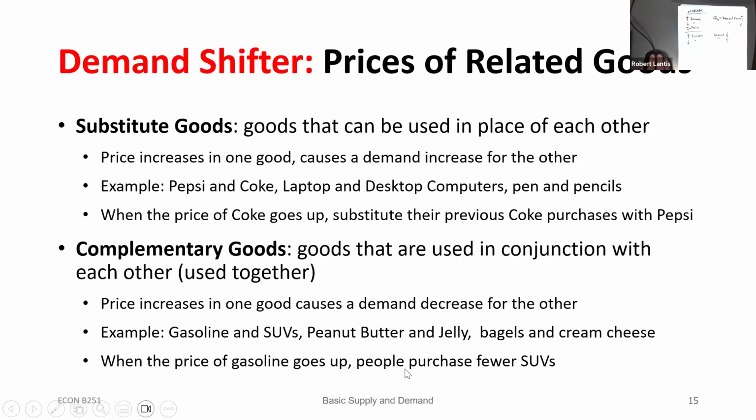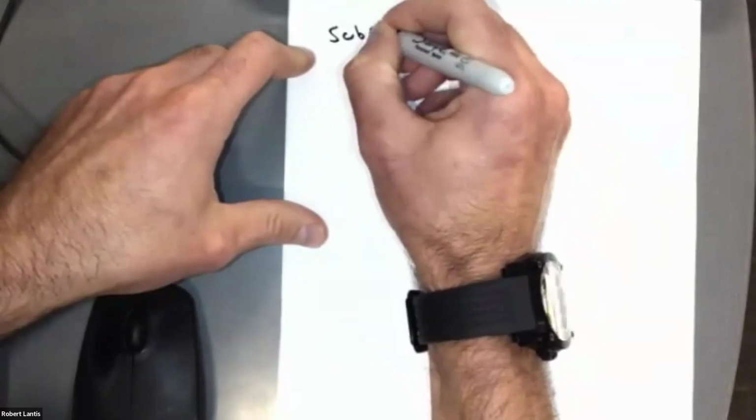Okay, so I'll shorthand this before we look at expectations here and give some other examples that I think might help. So if I have substitute goods here, and I want to make sure, okay, substitute goods.